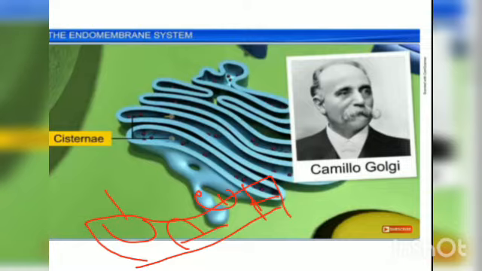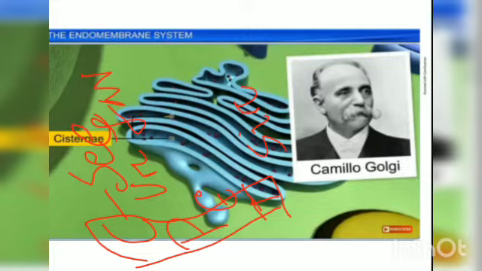C stands for collection, and for your mnemonics it will be better to write C your favorite PT sir. The main functions of the Golgi body are these three. C: it helps in collection of material from the endoplasmic reticulum. P stands for packaging of the collected materials, and T stands for transport of material. These are the three important functions of your Golgi apparatus.